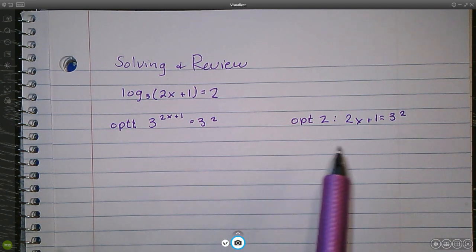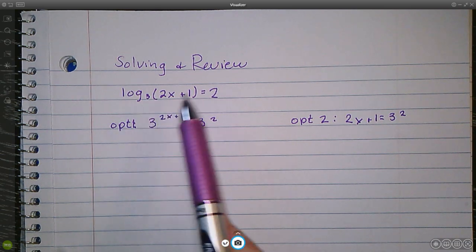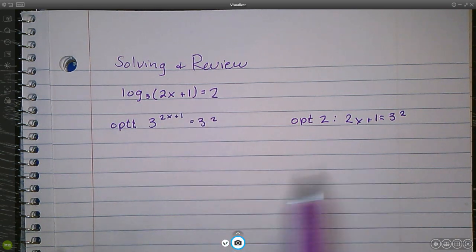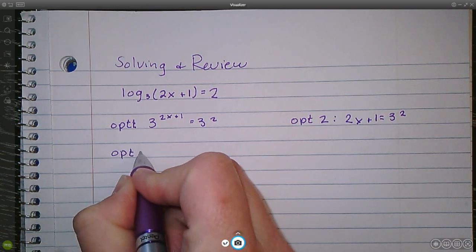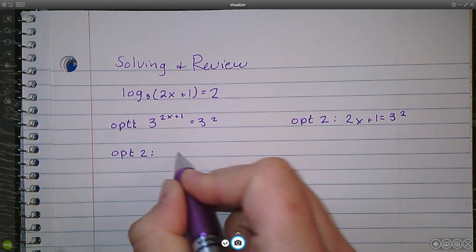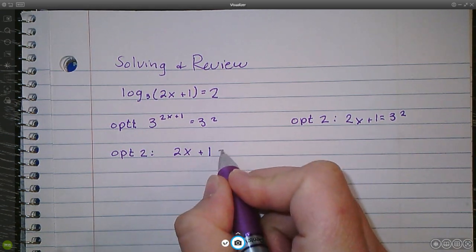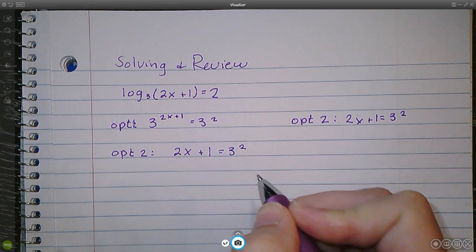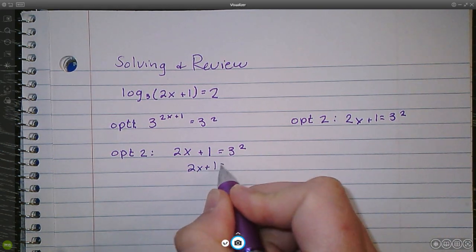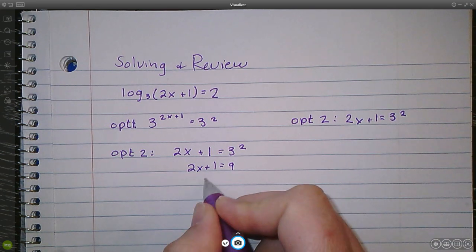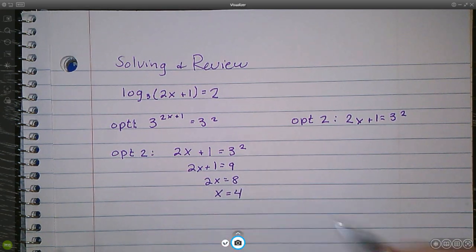Okay, so it's definitely this one because this one's written in the correct form. You have 3 to the power of 2 equals 2x plus 1. So we are going to go with option 2, which is 2x plus 1 equals 3 squared. So then we just need to solve. So 2x plus 1 equals 9. Subtract 1 from both sides. You get 2x equals 8. Divide by 2. You get x equals 4.